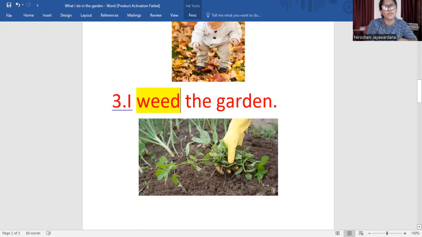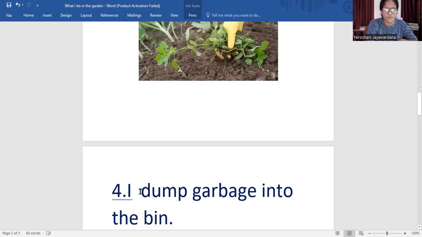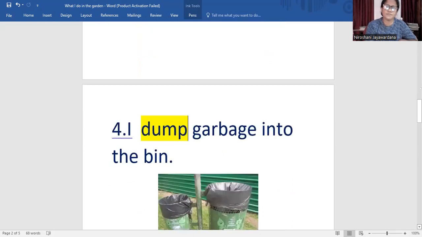Number four, dump. Dump. I dump garbage into the bin.